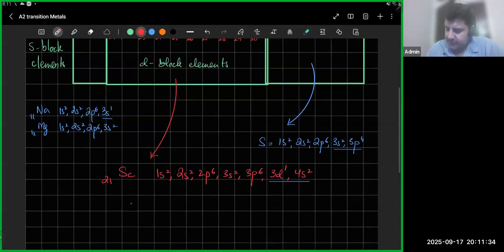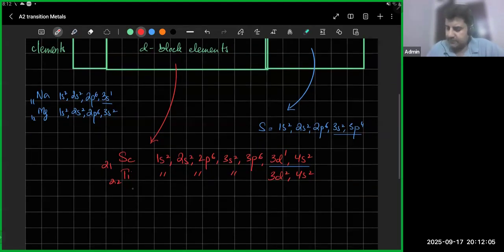So titanium would be 22. Everything will be exactly the same. It just has one electron extra. So the only difference is, there's just one electron extra. So the fourth shell will get filled, and then there would be two electrons in the inner D subshell.